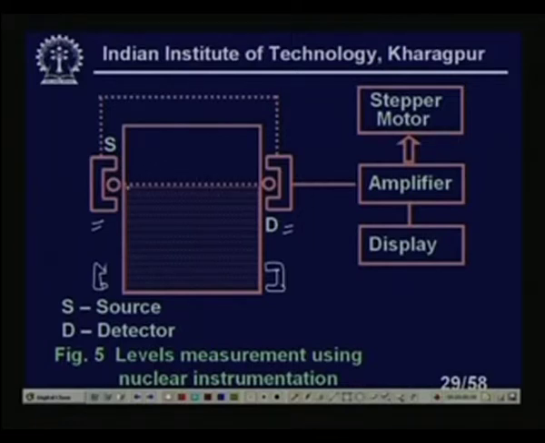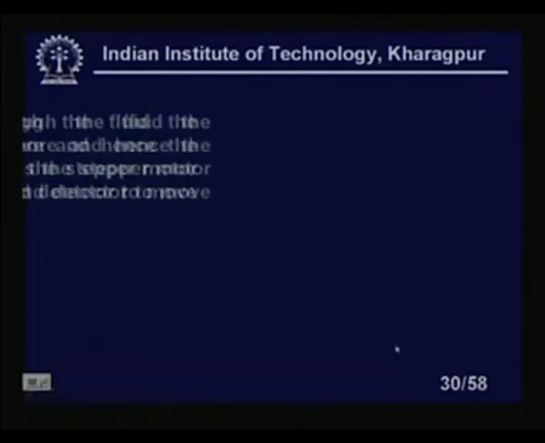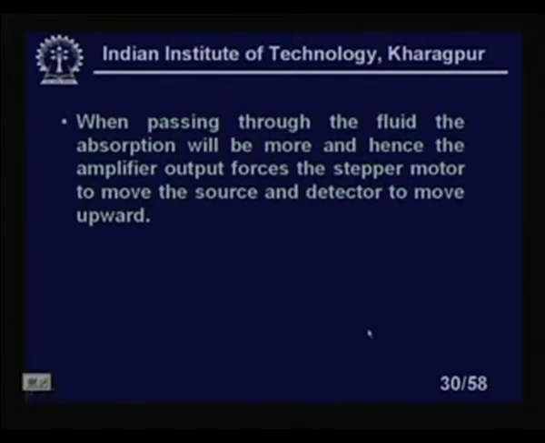Now, whenever it reaches the top surface, what will happen? There is a difference in the receiving signal. So, at that time you can immediately stop it and see what the level is. That will tell you the level of the system, right. Clear? So, when passing through the fluid, the absorption will be more, and hence the amplifier output forces the stepper motor to move the source and detector upward.